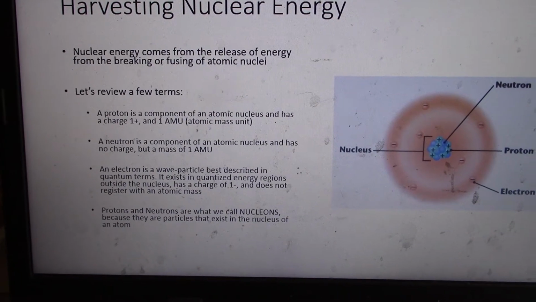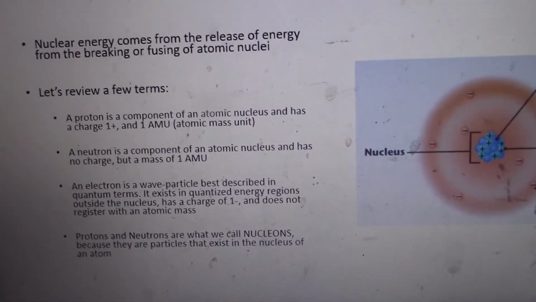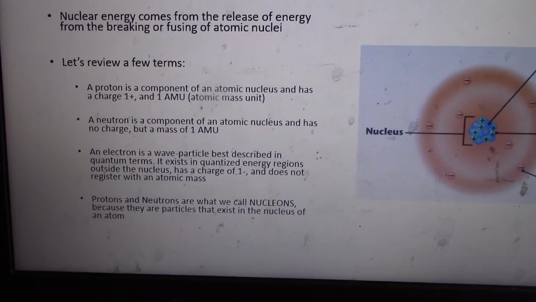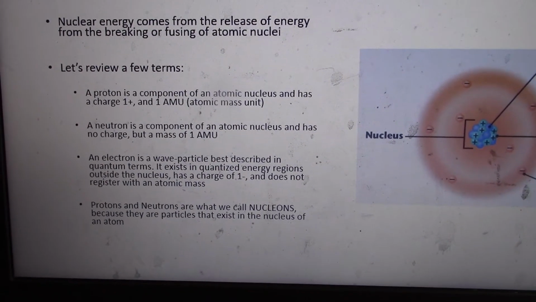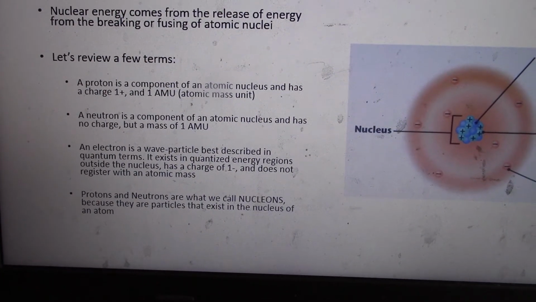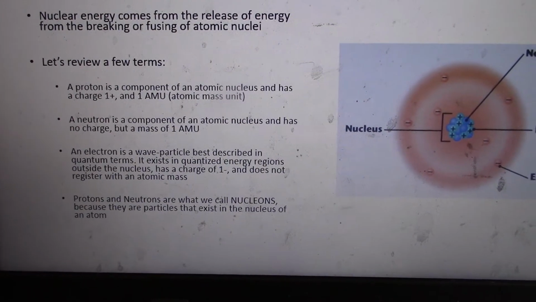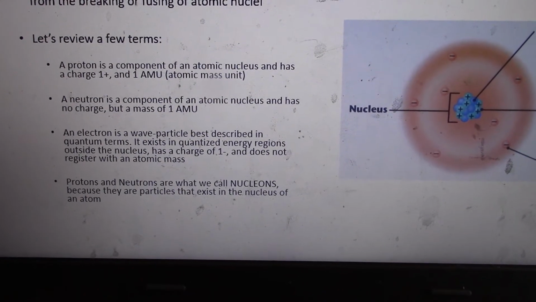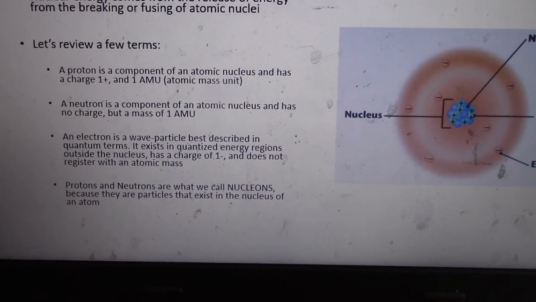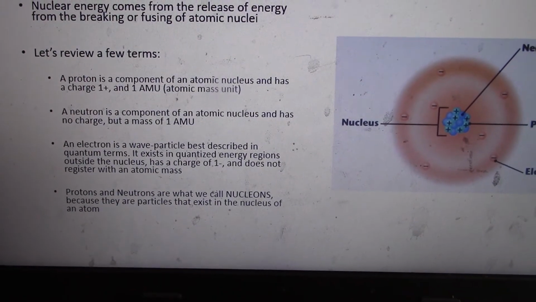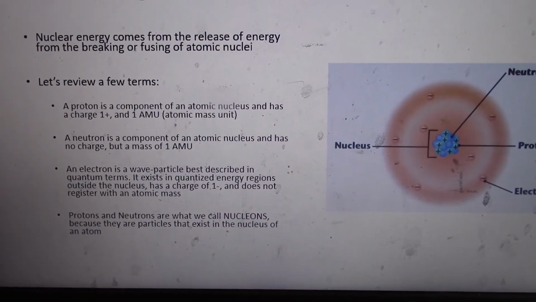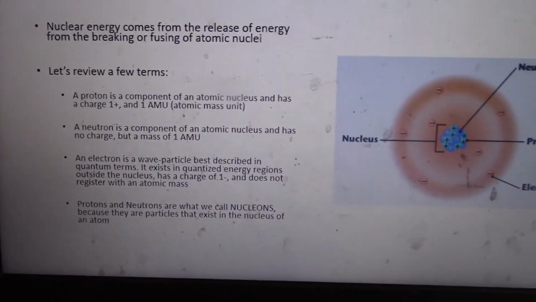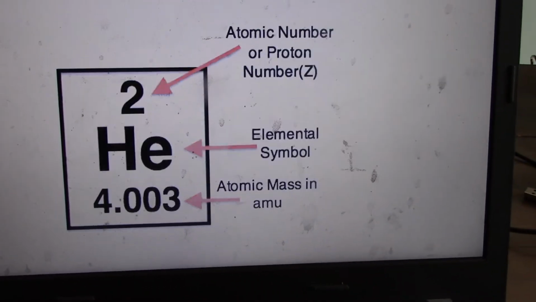Nuclear energy comes from the release of energy from the breaking or fusing of atomic nuclei. A proton is a component of an atomic nucleus and has a charge of 1 plus, or 1 atomic mass unit. A neutron doesn't have a charge, but it has the same mass as a proton. An electron is a wave particle; sometimes it acts as a wave and sometimes it acts as a particle. So electrons are electromagnetic radiation and matter at the same time. Electrons don't necessarily have registered atomic masses. We'll talk about that. Protons and neutrons exist in a nucleus, so they're called nucleons. Electrons are outside of that in quantized orbits.